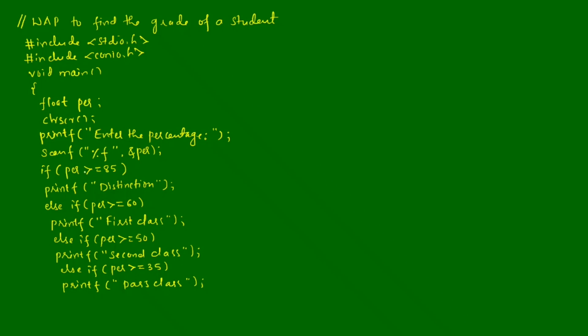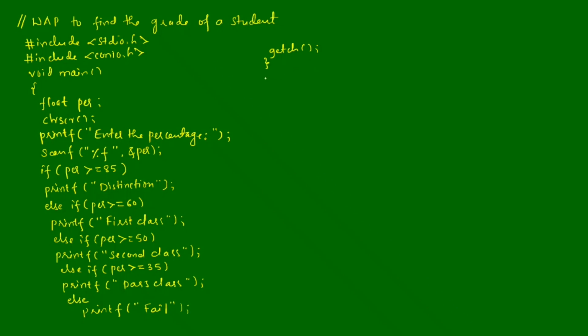If the percentage is not matching with 85, 60, 50 or 35, then obviously the default statement will get executed. Here we are going to write only else. Then we are going to write printf, and in a double quotation mark, I'm going to write fail, end the double quotation mark and put semicolon. At the end, we are going to write getch function and curly closing brace to terminate the program.